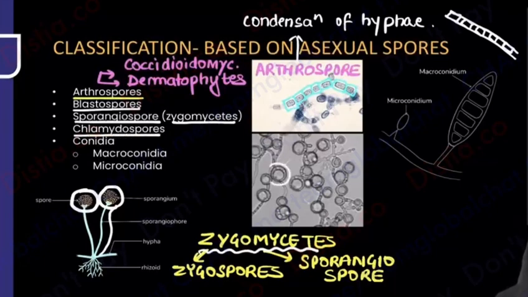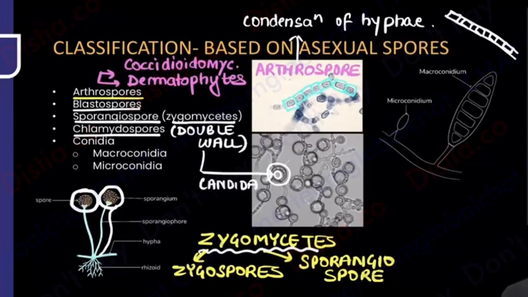Can you see these spores with a double wall? So that is how you identify the double-walled spores. They are seen in C for C. When I say C for C, we mean Candida. So remember, chlamydospores are seen in Candida infection.